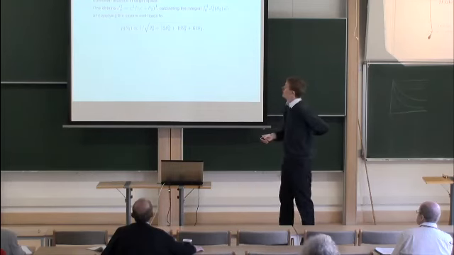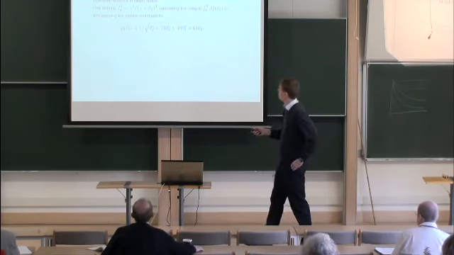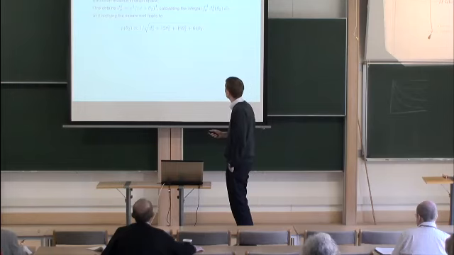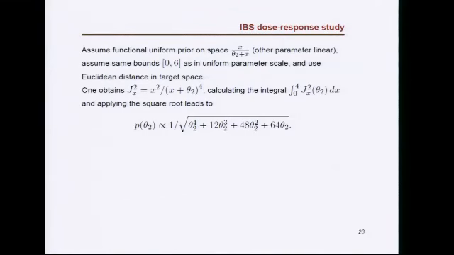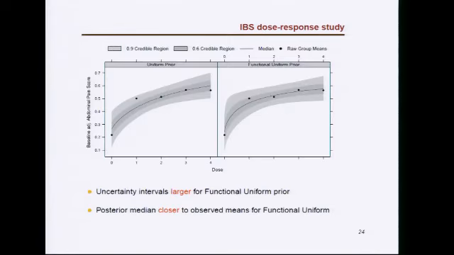So let's come back to the dose-response study. In this case, you remember we just had one nonlinear parameter, and I will only use this functional uniform prior for this one nonlinear parameter, so on this space, I will assume the same bounds. If you do all the calculations, you end up with this prior distribution, and the posterior credibility bands look, at least for me, more reasonable than when using the uniform prior distribution.